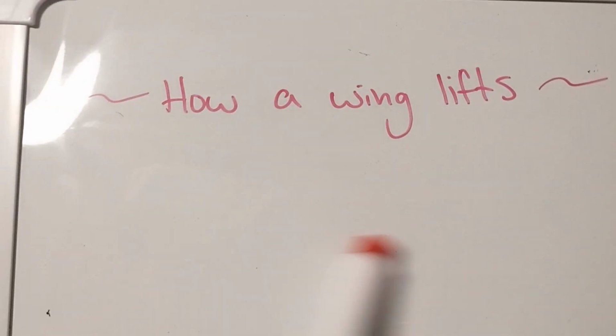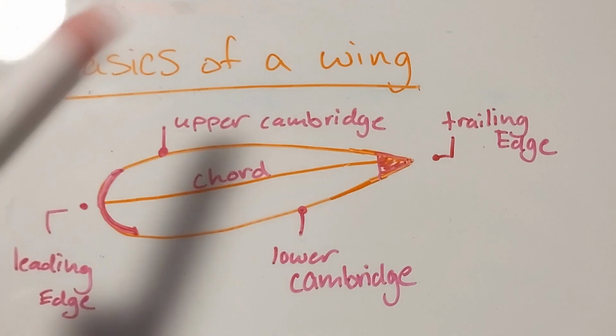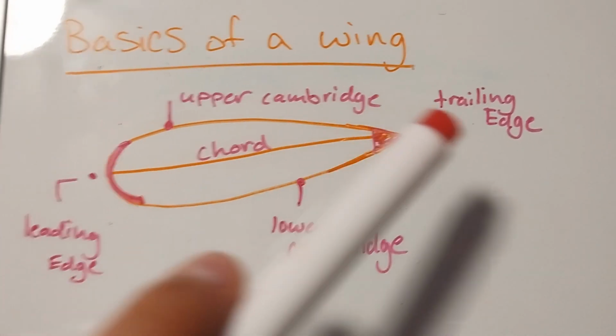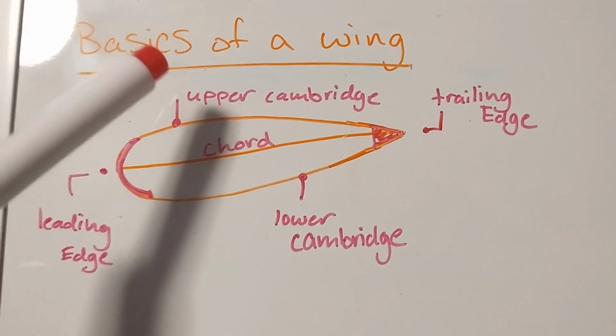Alright, I'm going to be teaching you how a wing lifts. Let's start with the basics. So, basics of a wing. There's different components, different names for each point. So, we have the trailing edge, lower camber, leading edge, and upper camber.